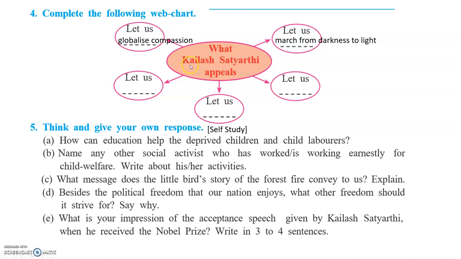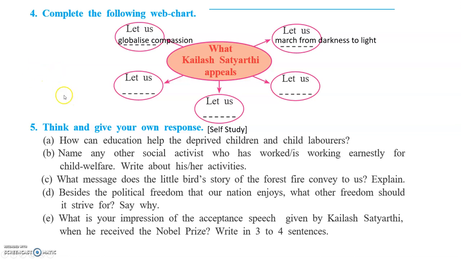Okay, if you see page number 84, I've put 2 answers there. You're going to find the rest. We did this in part 3, if you remember. Let us globalize compassion. Let us march from darkness to light. These 2 answers are given. The rest you can do on your own.